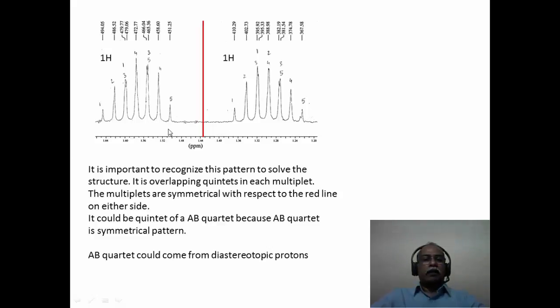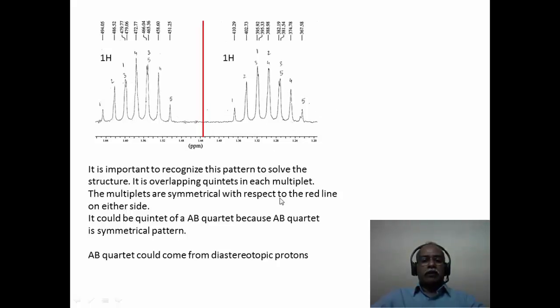I will count the number of lines for you. This is line 1, line 2, line 3, line 4 and line 5, and then again line 1, line 2, line 3, line 4 and line 5. In other words, we have an overlapping quintet kind of system. So an overlapping quintet will have 10 lines. Some of the lines are merged on top of each other, and that is why you don't see them. Similarly, here also it is an overlapping quintet.